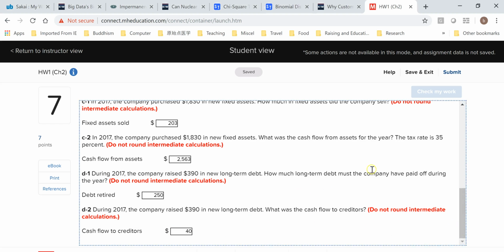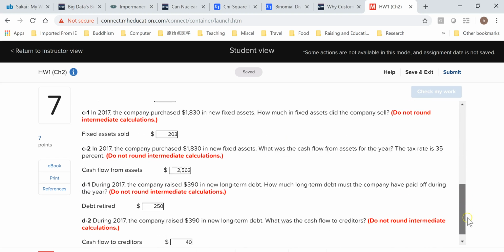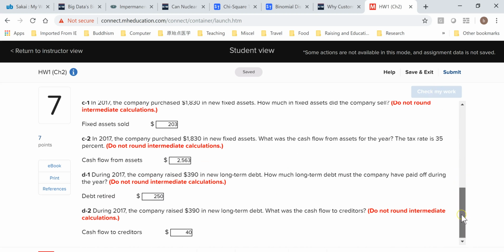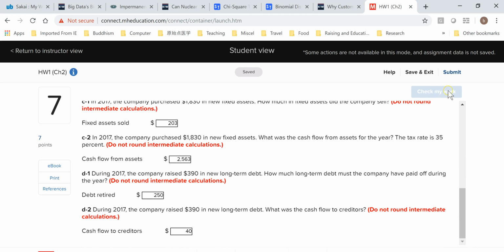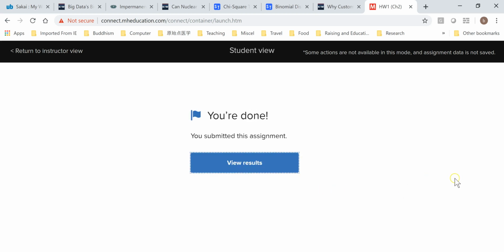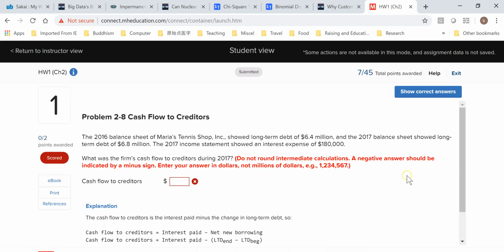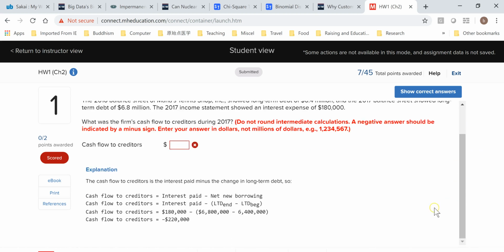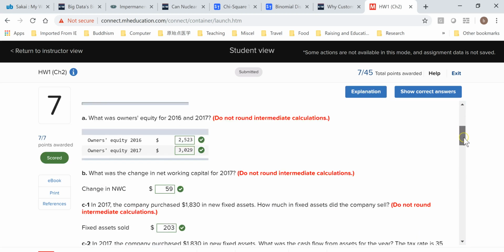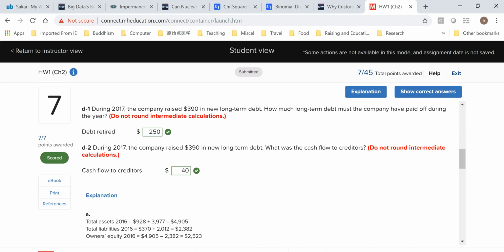Okay, so we're done with this question. Just check our work. The only way I can check whether I did it correctly is simply to submit this. So let me do that and see whether I got the question right. Let me go back to question number 7 because we are working on that question. So looks like yes, we got every part right. Okay, so let me stop here.